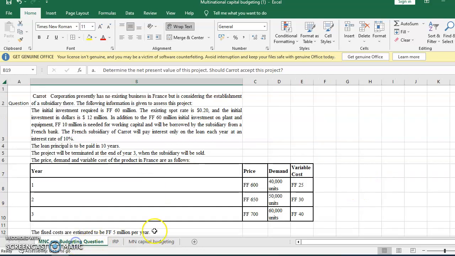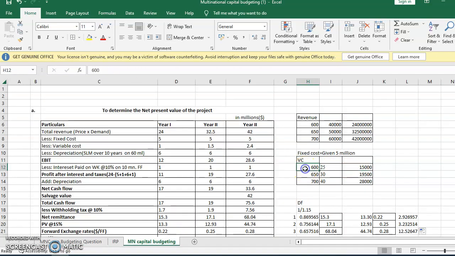Right? I think there is a mistake. Let me check. 25 into 40,000. I'm sorry. Okay, it is 25 into 40,000. I just have to copy down this portion. I'll just take it here. Yes, it's perfect now. So therefore, we have around 10 lakhs, 15 lakhs and 24 lakhs, which is taken as variable cost 1, 1.5 and 2.4, right?